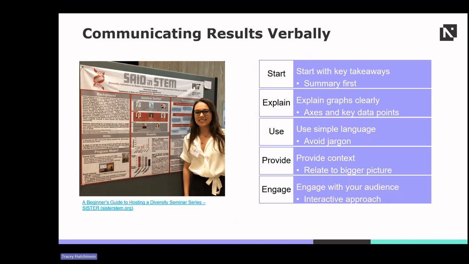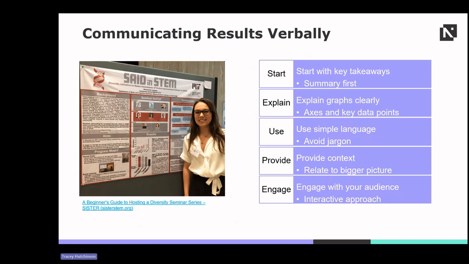Summary first. Begin by highlighting the main conclusions or insights from the data before delving into detail. This helps your audience understand the core message immediately. Next, explain graphs clearly. Describe what each axis represents and point out important trends, patterns, or data points. Make sure your audience knows how to read and interpret the graph.